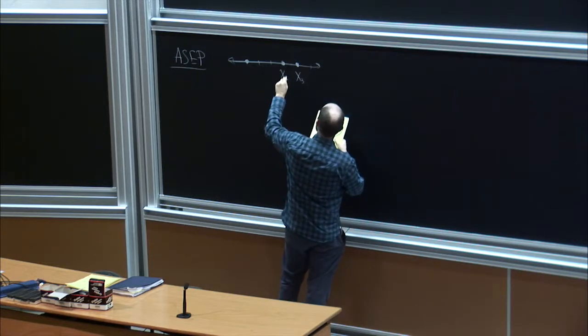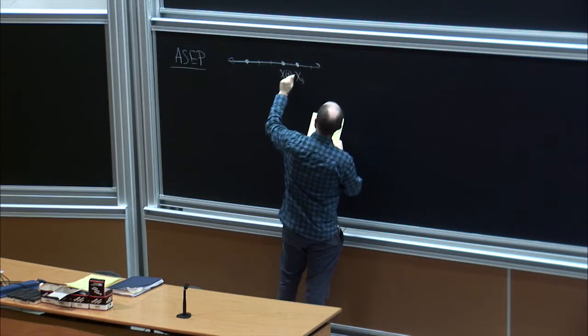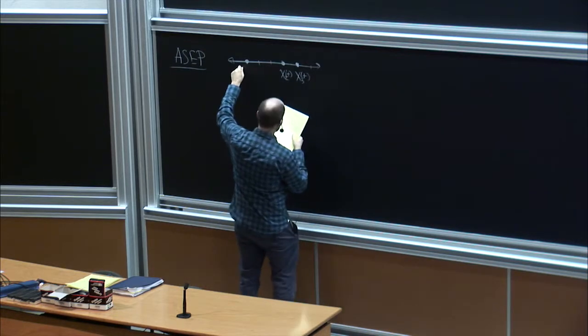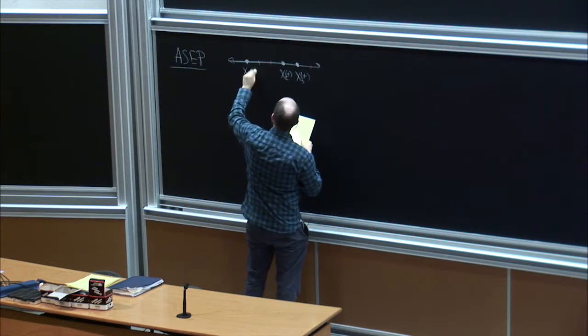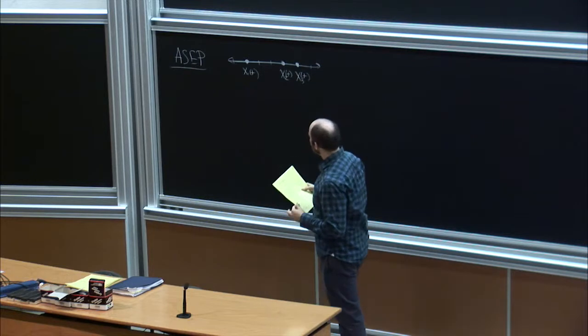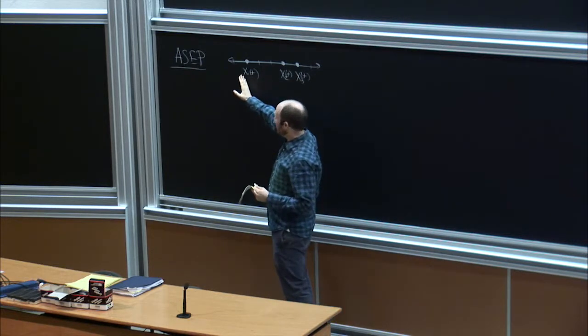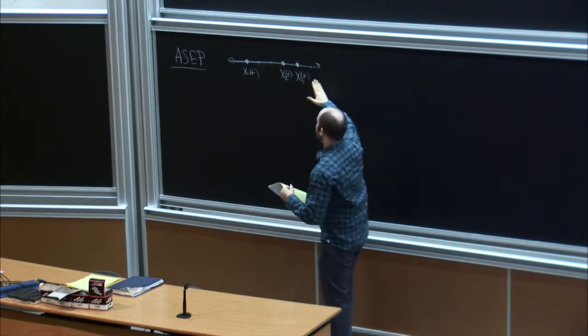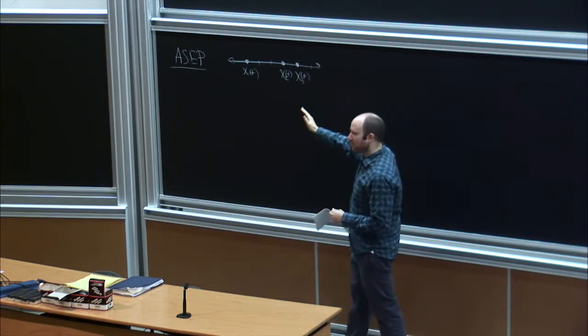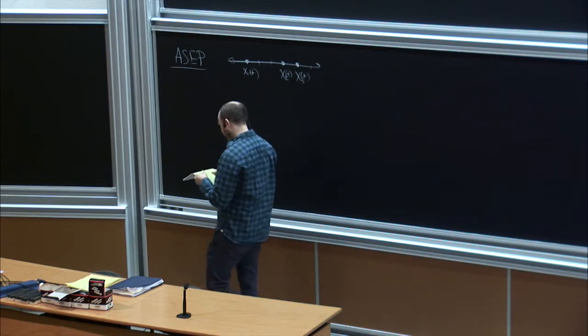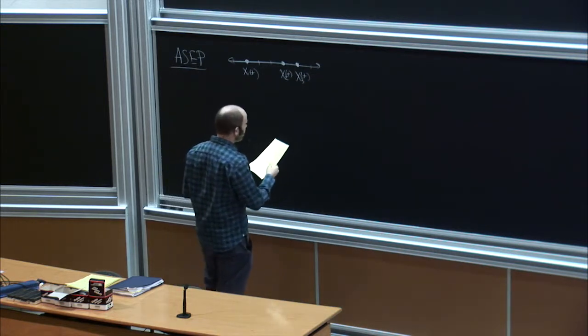OK, so just for the sake of sticking with the notation that people have used in the past, I'm going to think of particles as labeled from left to right now. So x1 is the leftmost particle, x2, x3, and so on. I'll assume that there is, let's say, a leftmost particle. Maybe even I'll assume that there's a finite number of particles.